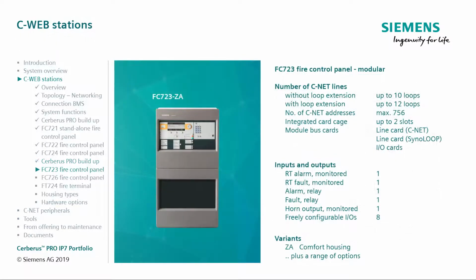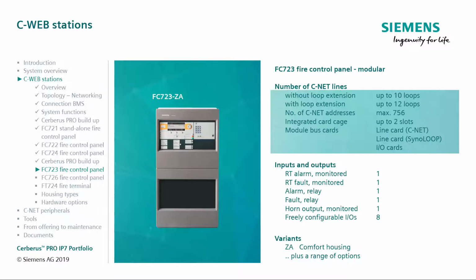Now let's look at the FC723 fire control panel in a comfort housing. The modular control panels come with the following features as standard. In the basic design, there are 2 detector loops. This can be extended up to 12 loops with a capacity for 756 devices. The integrated card cage has space for 2 module bus cards. The following types are available: CNAT line card, Loop line card, and I/O cards.